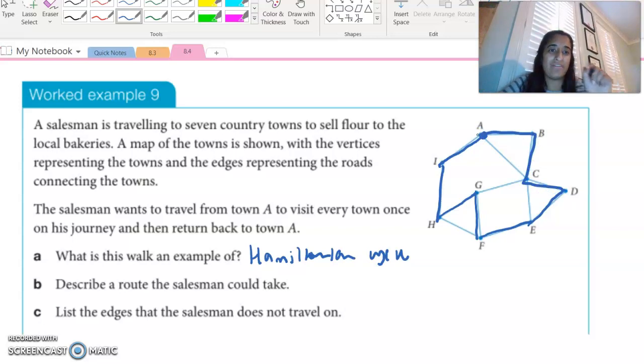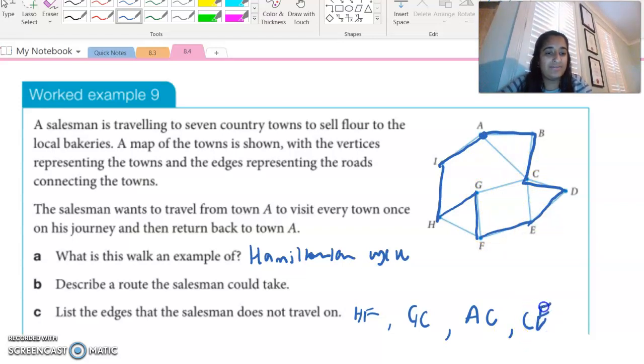So that is the pathway. So I'd write those letters in order. And then list the edges that the salesman does not travel on. So he obviously doesn't travel on HF, so we could write that one down. GC is an edge that's not traveled on, and AC is also not traveled on, so we could include those. Okay, beautiful. Oh, I think there's one more. HF, GC, AC, and of course CE as well. That last one that I missed.